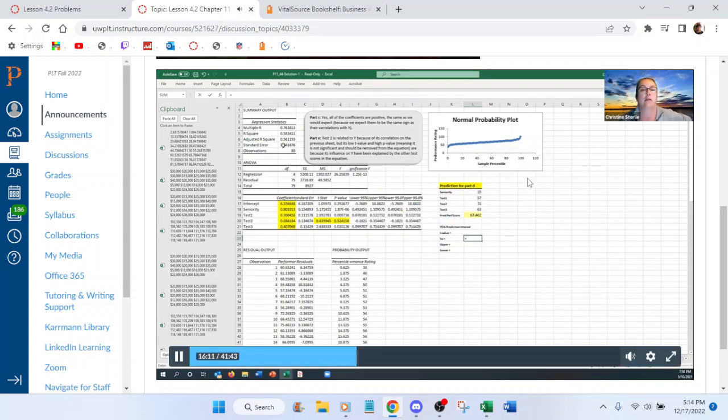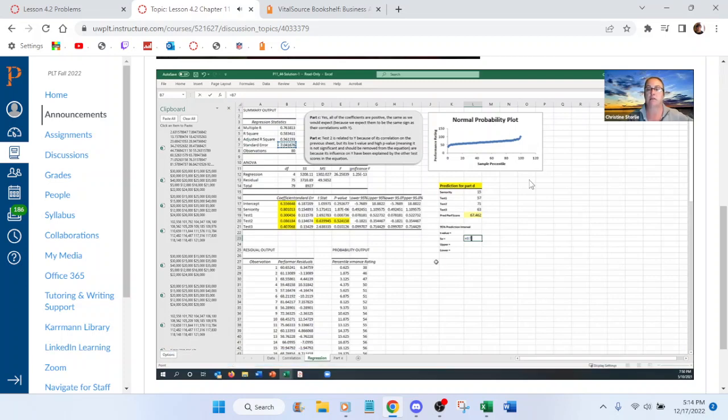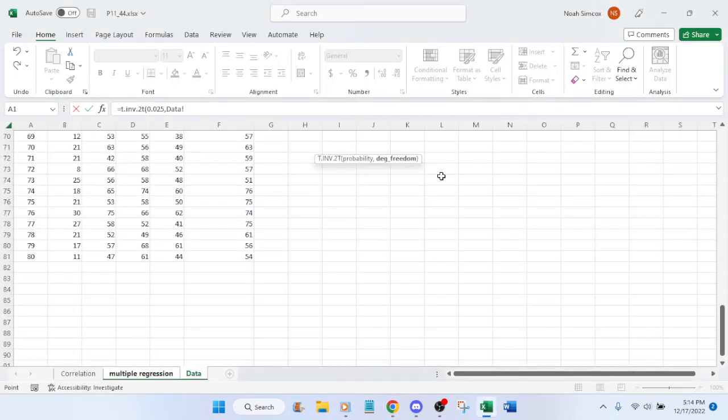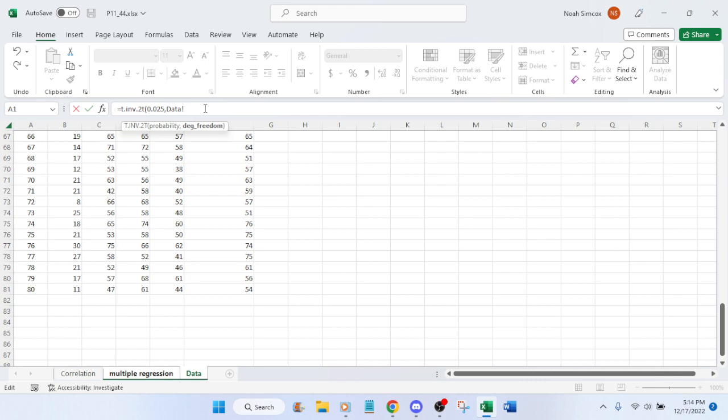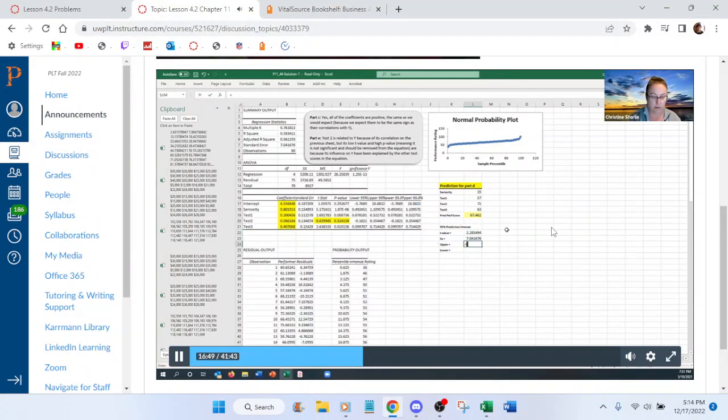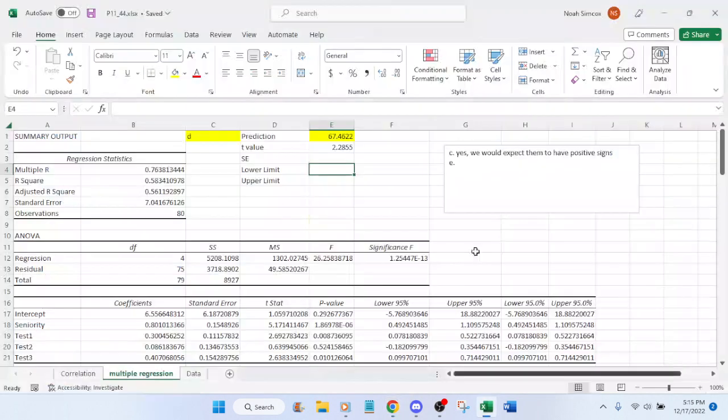And land on my standard error over there in E7. My t-value, again, it's going to be equal to... the value is 2, so 78. 78. I can't even remember the reason why we're doing that. But okay. Wow. We got a t-value of 2.2855.